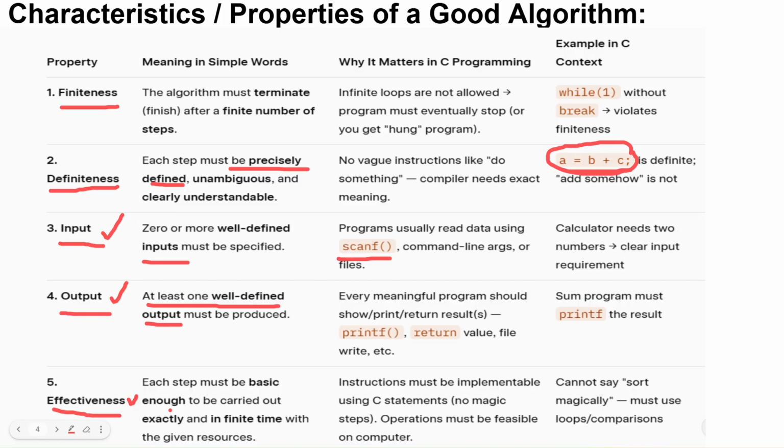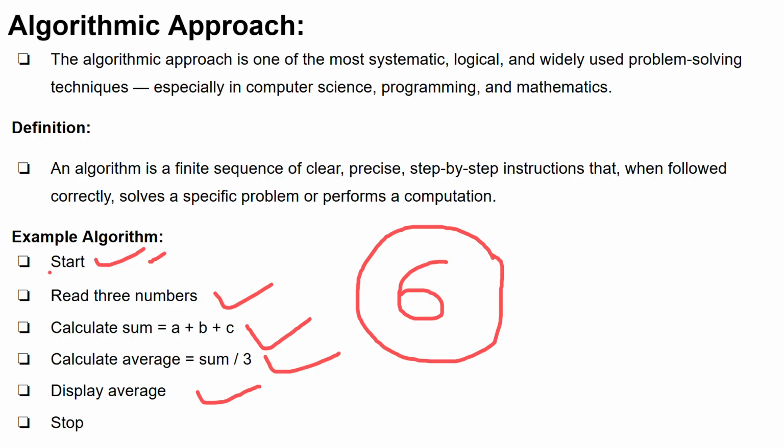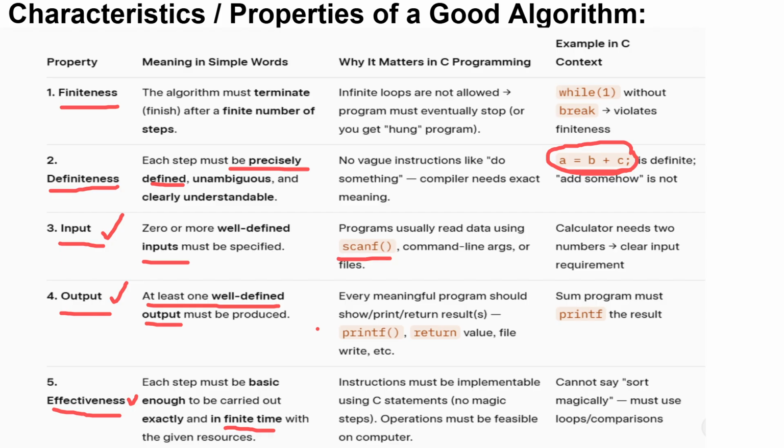If you see effectiveness, I already said in the previous slide, each and every step should be completed within a finite time. Whatever step we see in the algorithm, if I say start, it should take some t0 time to start. Next one, read three numbers, it will take some t1 time. So it will have a finite time to complete. If I take calculate sum, it will take some time. The step should be completed in a finite, that means a countable, time step.